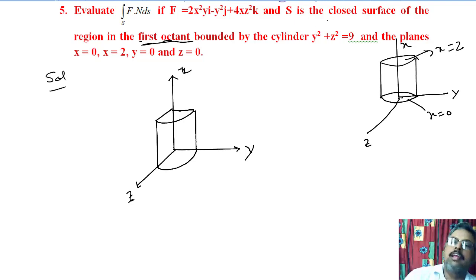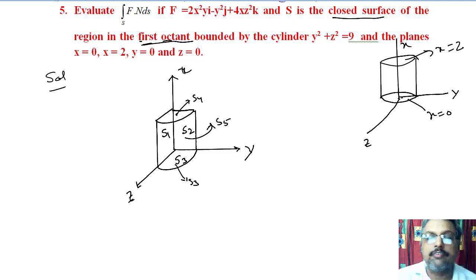If you observe, the given question is a closed surface. Closed surface means we have a total of 5 surfaces. The first one is a rectangle in the xz plane, and the second surface is a rectangle in the xy plane, and the bottom is a circular region, one quarter of the circular region. The upper part is S4, this is S3 the lower part, and then the circular curved surface S5. So we have a total of 5 surfaces. Now we will evaluate the surface integral over S1, over S2, over S3 and also over S4.